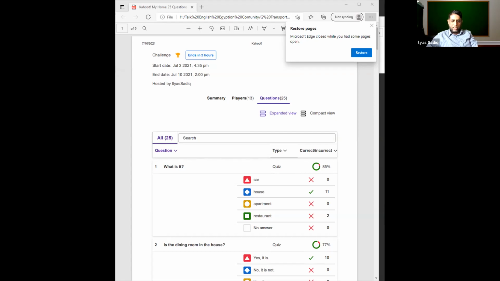So here I can see who spent how much time on that, and if they have the right answer or wrong answer, every detail is there, which I can see here. Okay, so for example, question number 4, it says where are the flowers?